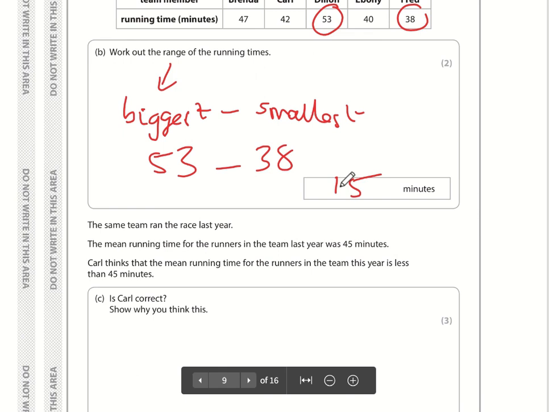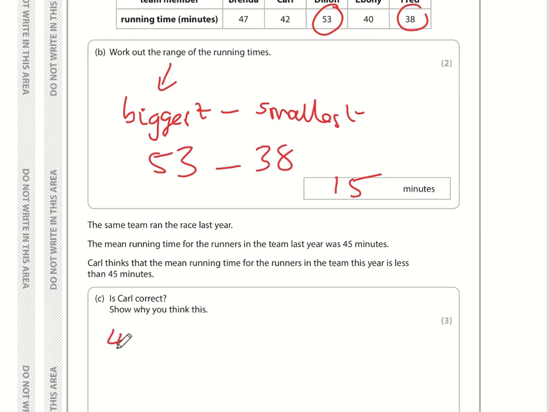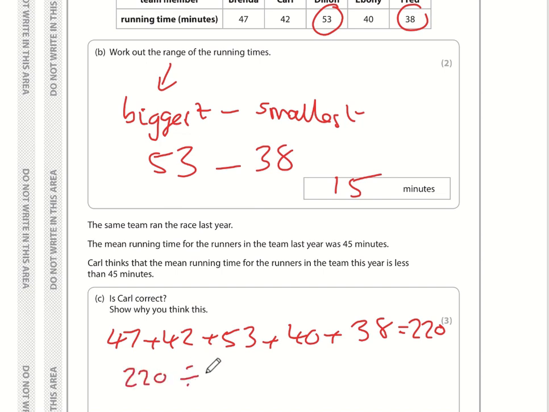Okay, so for part C, we need to work out what the mean is. So for the mean, what we need to do is add all the values together. So 47 plus 42 plus 53 plus 40 plus 38. So that comes to 220. So it's the total divided by the number of values there are, which is 5. 220 divided by 5 is 44.